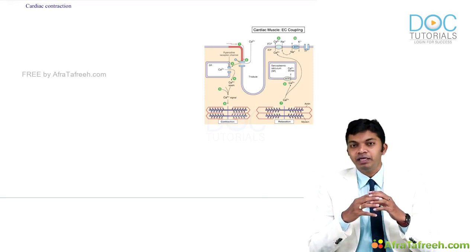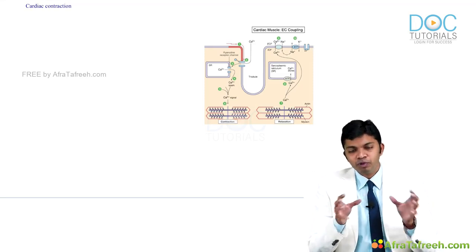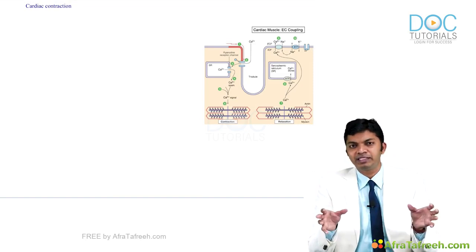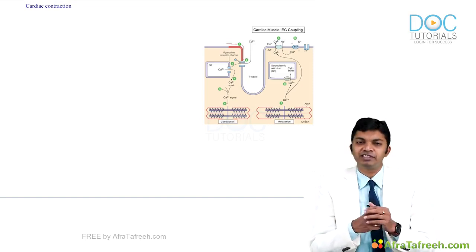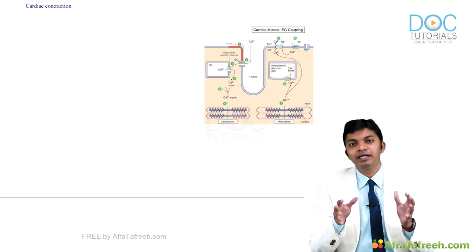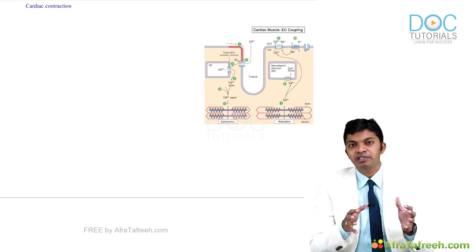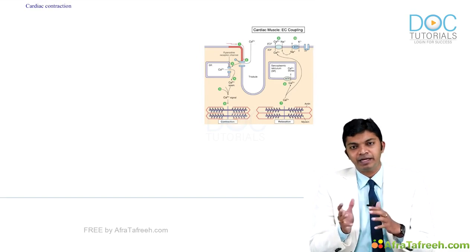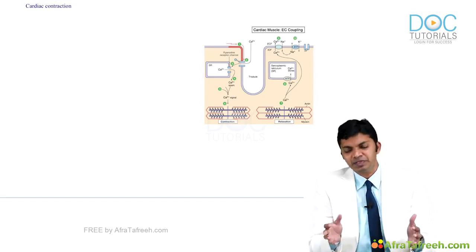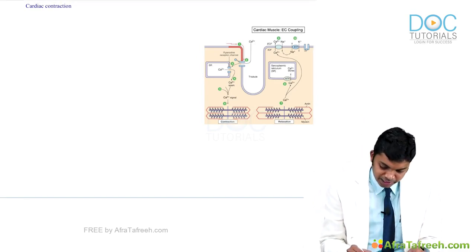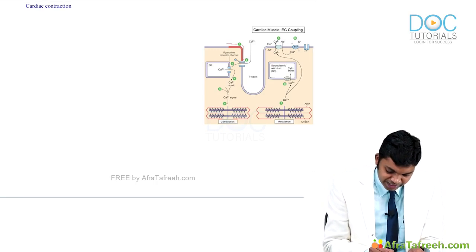So, the contraction of both striated muscles looks absolutely similar except for a few key differences that we will be seeing now. Other than that, the contraction process taking place in a skeletal muscle and a cardiac muscle are more or less the same, doctors. So, let us take up the myocyte cell.